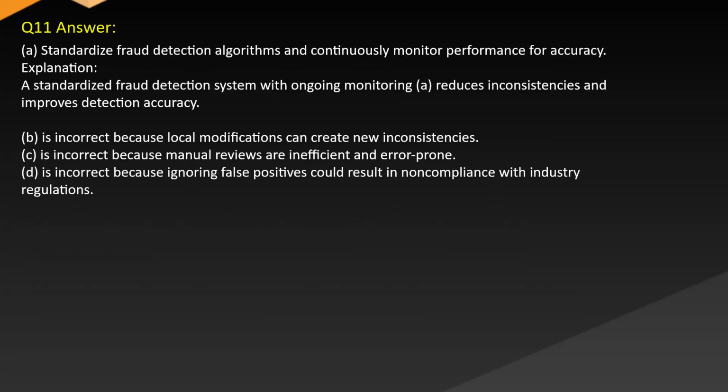Answer: A. Standardize fraud detection algorithms and continuously monitor performance for accuracy. Explanation: a standardized fraud detection system with ongoing monitoring reduces inconsistencies and improves detection accuracy. B is incorrect because local modifications can create new inconsistencies. C is incorrect because manual reviews are inefficient and error-prone. D is incorrect because ignoring false positives could result in non-compliance with industry regulations.